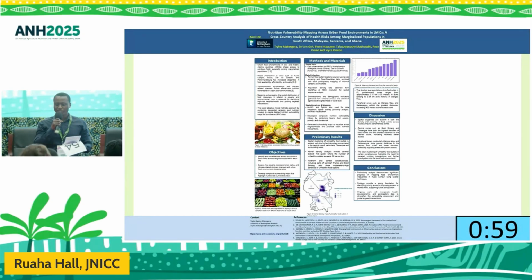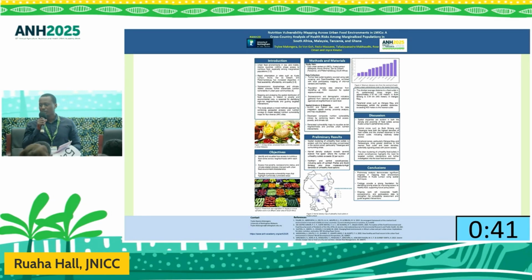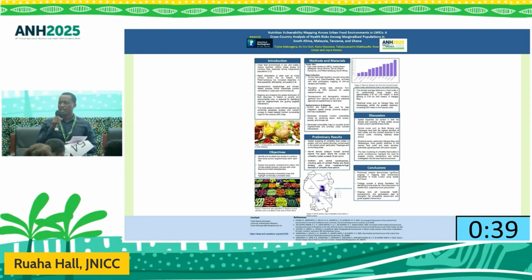Our study focused on nutrition vulnerability mapping in 4 countries. We used GIS to combine multiple factors to determine a nutrition vulnerability index. Our results are consistent in 4 countries. There is high nutrition vulnerability in low-income neighborhoods, which are also at high poverty risk.